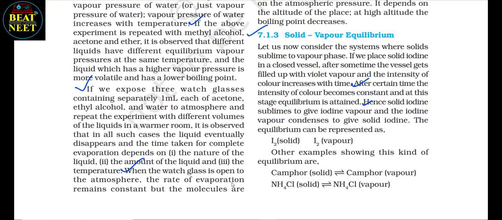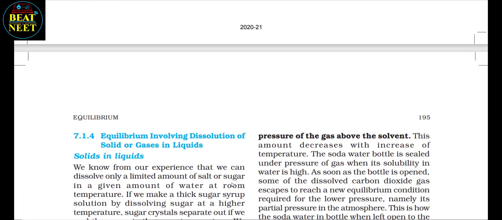The equilibrium can be represented as I2 solid and here is the I2 vapor. Other examples showing this kind of equilibrium are camphor solid to camphor vapor and NH4Cl solid to NH4Cl vapor.